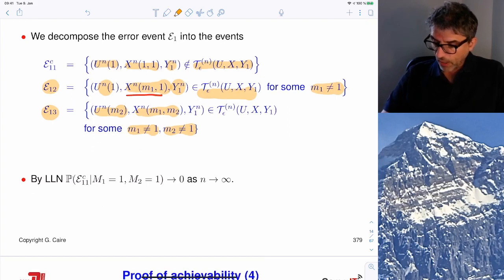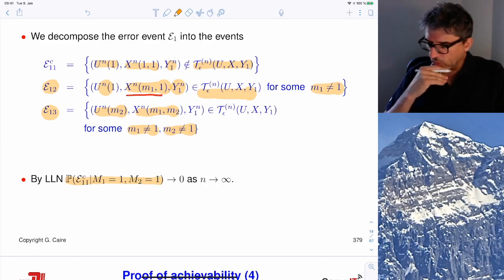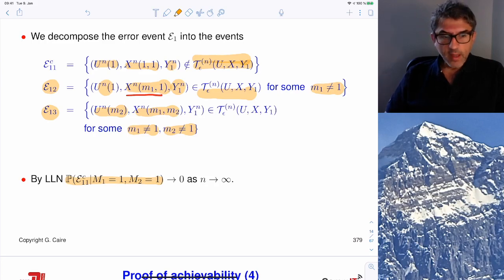So by the law of large numbers, the first probability goes to zero because we generate U1, X11, and Y1 with the correct joint distribution. They are jointly distributed according to the distribution that defines this typical set, and therefore the probability of finding them non-jointly typical goes to zero.